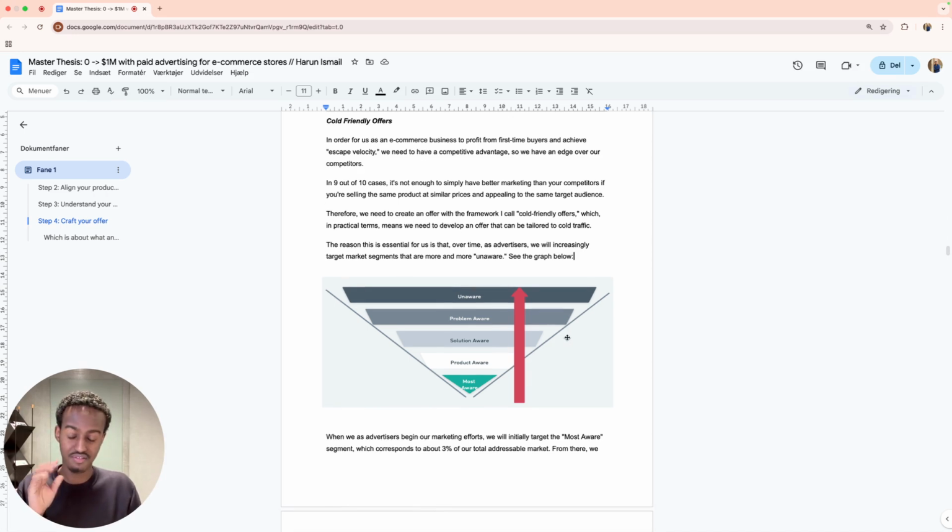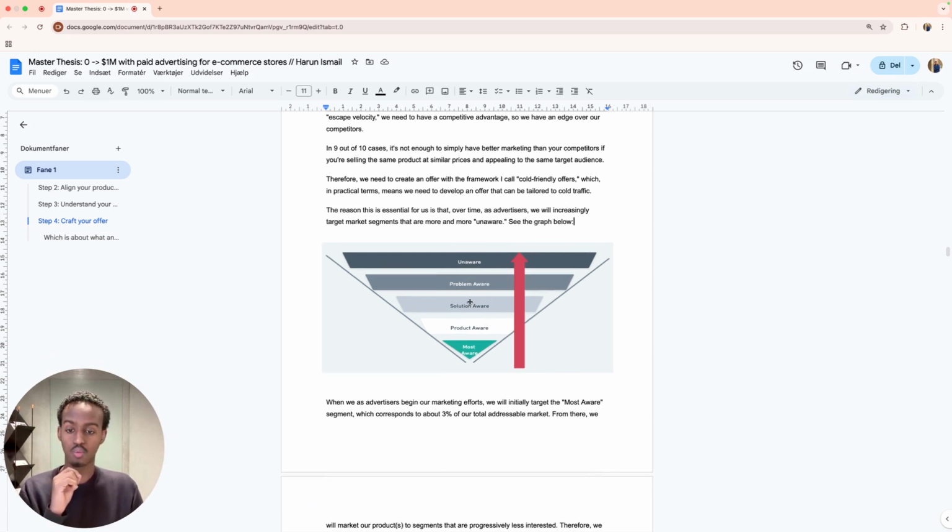If you look at this graph, we have 5 levels of awareness, and that is universal for every single market. We have five stages, which are most aware, product aware, solution aware, problem aware, and unaware. When we as an advertiser begin our marketing efforts, we will initially reach the most aware market segment, which corresponds to about 3% of the total addressable market. That's also why when you have a low level of spend, you have a higher ROAS. But when you spend a lot of money on paid advertising, your ROAS essentially decreases, but you're overall net more profitable because you reach more and more unaware people.